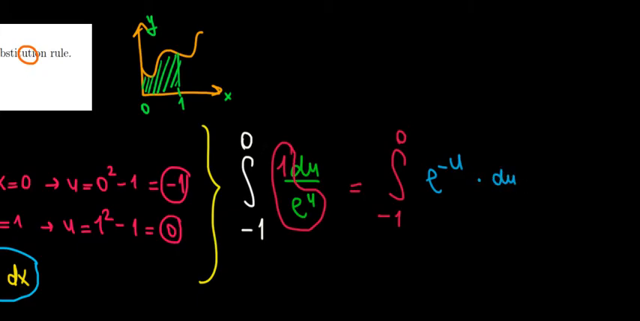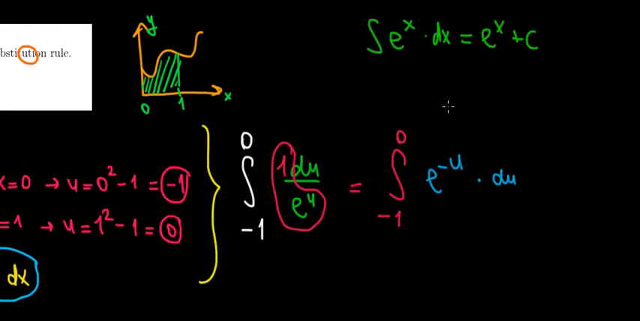Okay, with that said, we can solve this, because what we know about the integral of e to the power of x times dx is just e to the power of x plus c. What we have right now is e to the power of minus x.